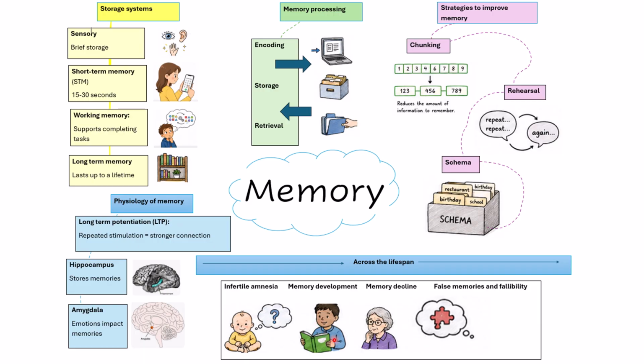And memory development outlines how memory improves as children grow and develop better strategies. Memory decline as we get older. Some memory abilities can become weaker with aging.